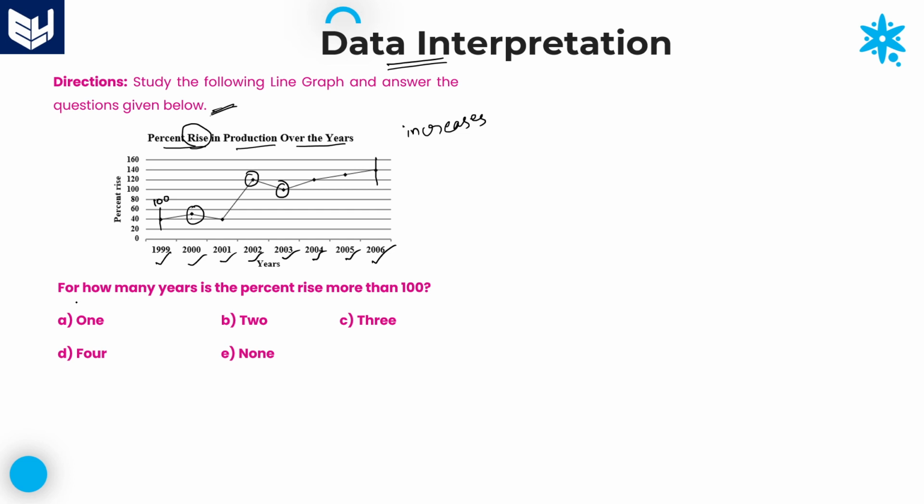The first question related to this line graph DI is: for how many years is the percentage rise more than 100? In this line graph, for how many years is the percentage rise more than 100? Here we need to check the values which are greater than 100. If you observe carefully, this is the line where we have 100.